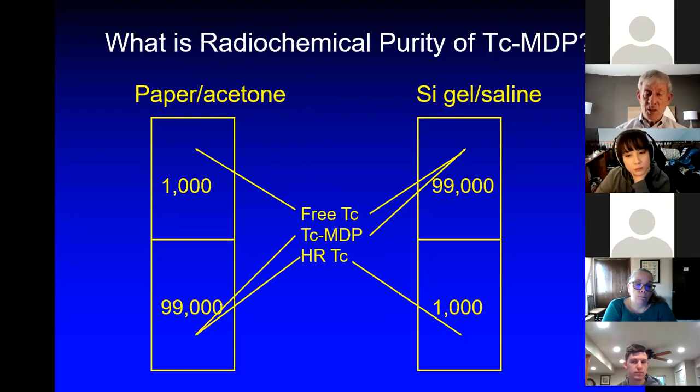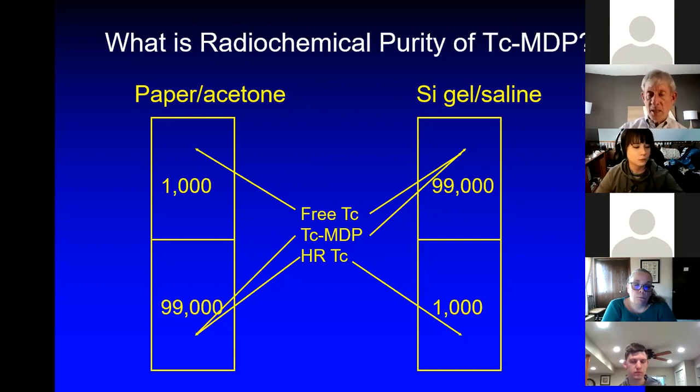So what really matters is what happened to the MDP. In the acetone, which is a non-polar solvent, MDP doesn't migrate, so it stays at the bottom. But in saline, MDP migrates to the top. So look what we've done. On the left-hand strip, we have free tech on the top and everything else at the bottom. On the right-hand strip, we have hydrolyzed reduced at the bottom and everything else on the top.